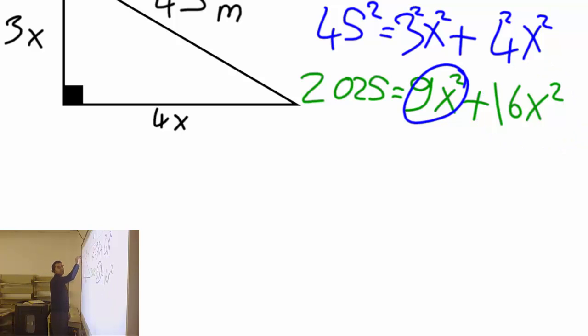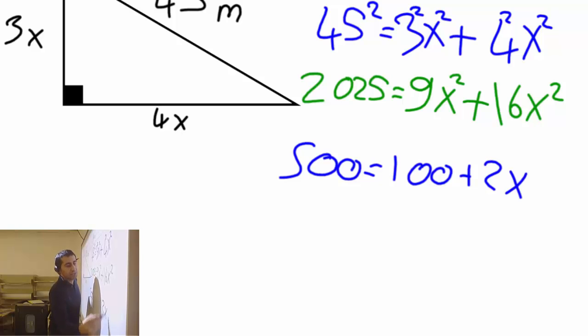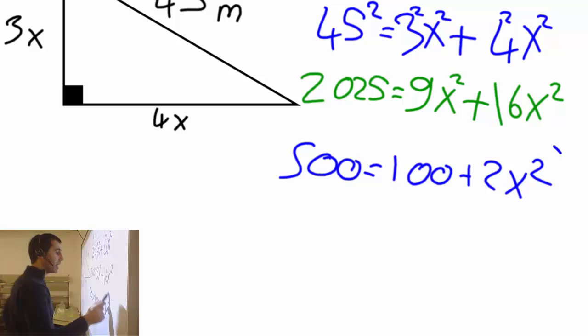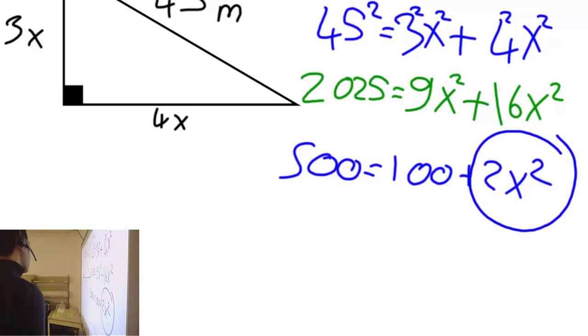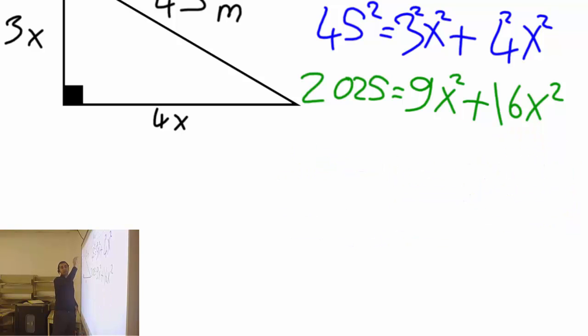And with some questions, you will have 500 equals 100 plus 2x square. This time, you only have one type of apple. You have oranges this time. On different sides, you have to bring them together. So we'll go that at another time, but right now, let's focus on our question.